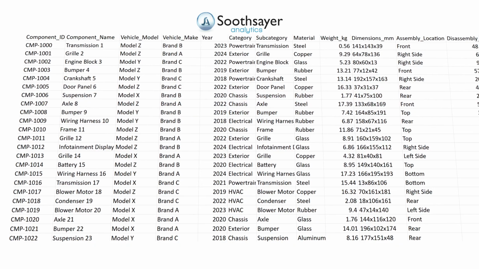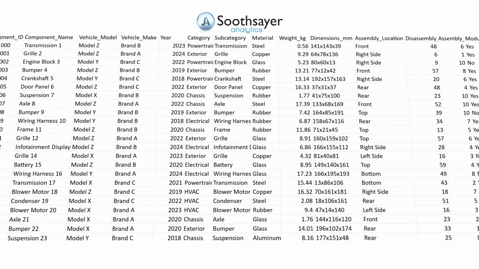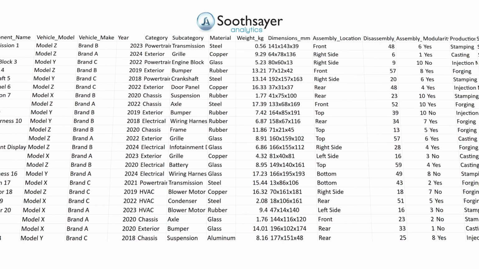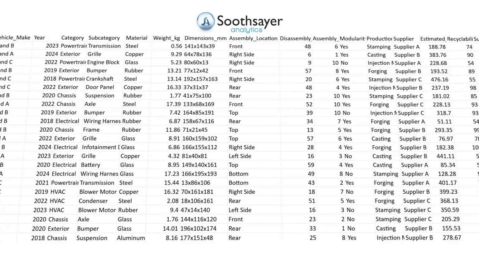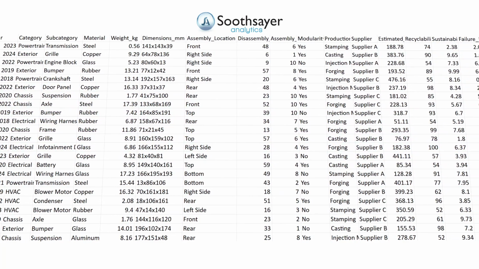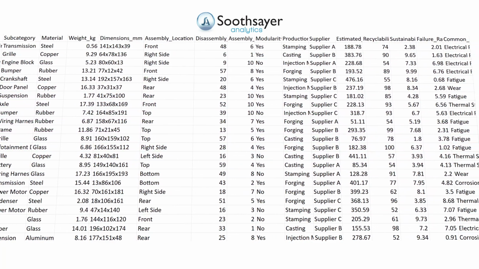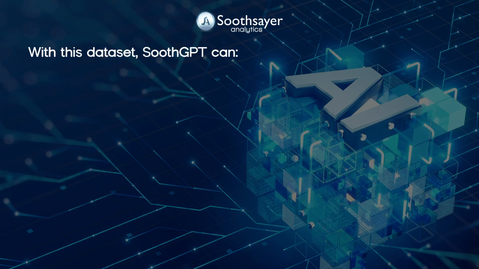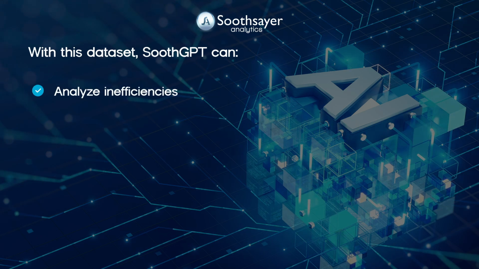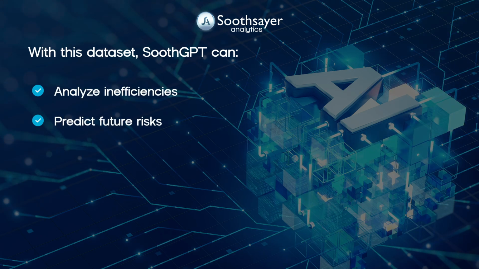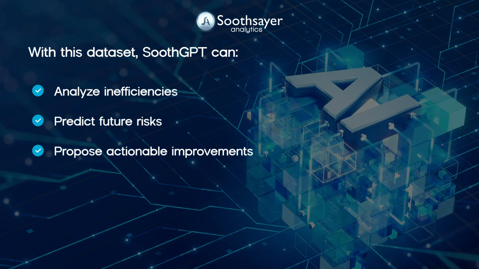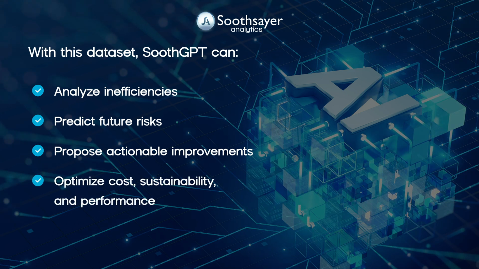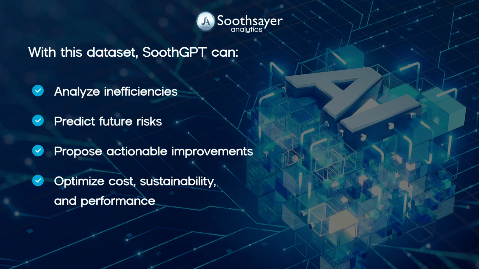For the second part of this demo, let us upload a vehicle teardown dataset that provides a detailed breakdown of component-level information, including assembly complexity, disassembly times, failure rates, sustainability scores, and costs. We will use this dataset to highlight how we can analyze inefficiencies, predict future risks, and propose actionable improvements tailored to key vehicle categories, optimizing cost, sustainability, and performance.